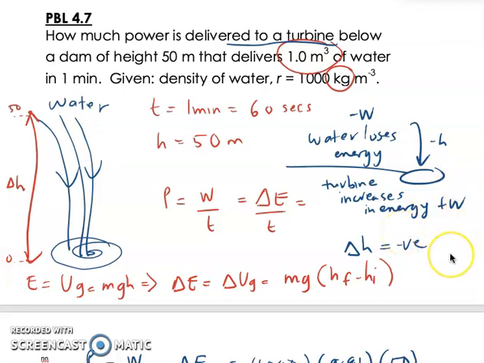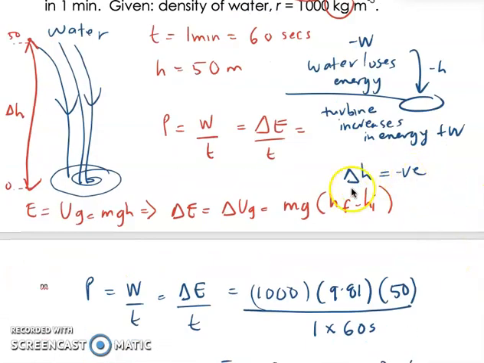Okay, so that's your explanation on why I ignored the negative sign in this equation. Because I am not calculating the work done, the energy lost by the water, but I am calculating for the energy gained by the turbine. Remember, energy gain equals positive work.